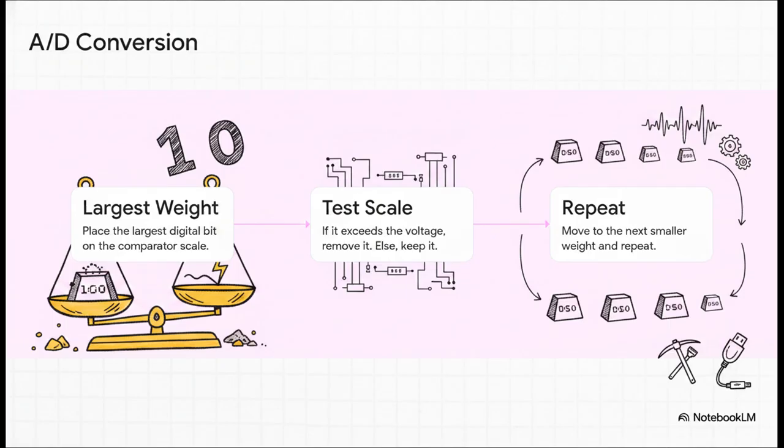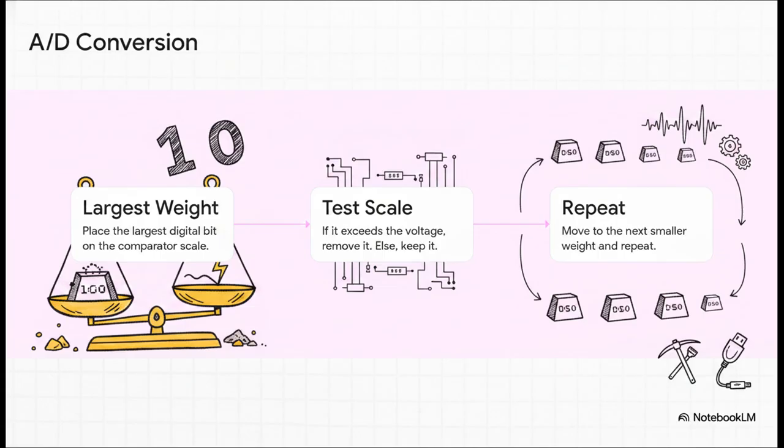How on earth does the converter quickly figure out which binary level matches the voltage? Well, it uses a genius technique called successive approximation. I want you to think of it exactly like an old-school gold miner using an assay scale. The converter evaluates the sample by placing its largest digital weight, its most significant bit, on the scale. If that digital weight is heavier than the analog voltage, it takes it off. If it's lighter, it keeps it on.